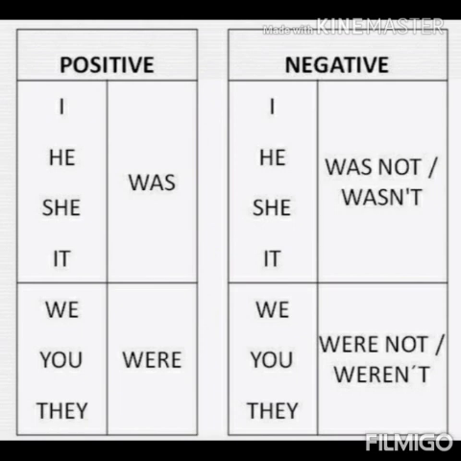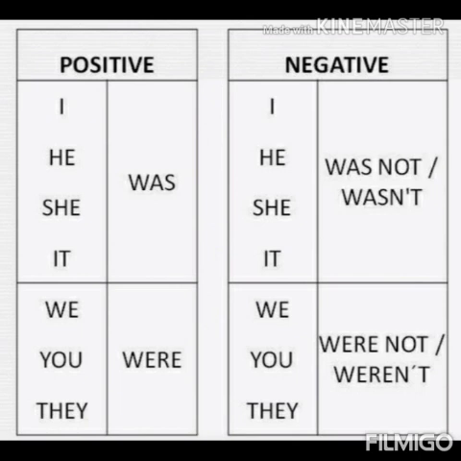As you see here, you have affirmative and you have negative form. Let's start by affirmative form. I was, you were, he was, she was, it was, we were, you were, they were. So we have here was, it's singular, and were, it's plural.